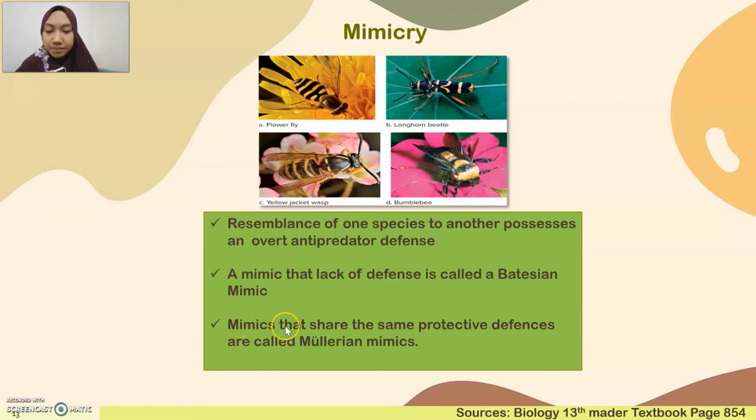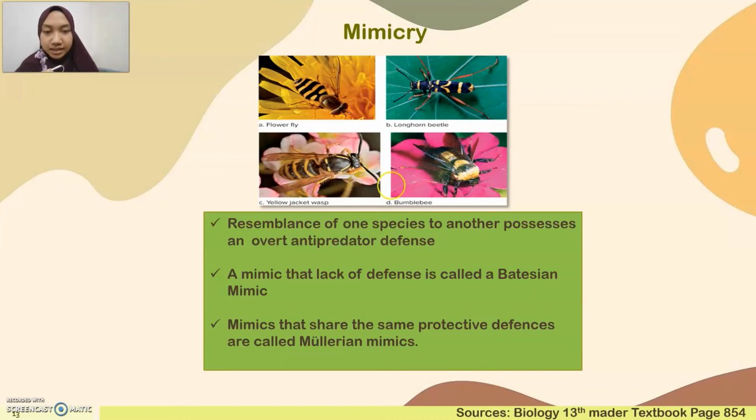Okay, next, mimics that share the same protective defense are called Müllerian mimics. Some species that actually have the same defense resemble each other. As we can see, many insects like bees, hornets, yellow jacket wasps, and bumblebees have the same ability to sting other animals, and they have similar alternating yellow and black bands. Once a predator has been stung by a black and yellow insect, it is wary of that color pattern in the future.